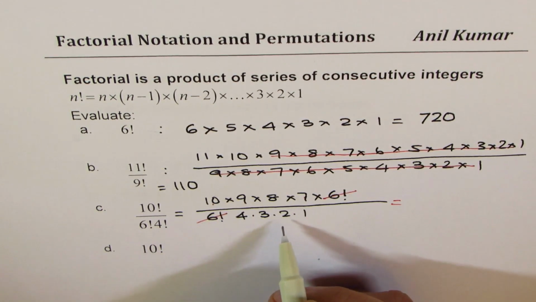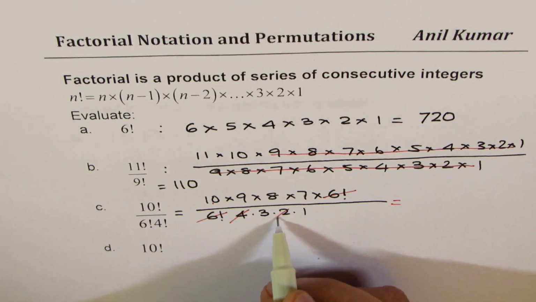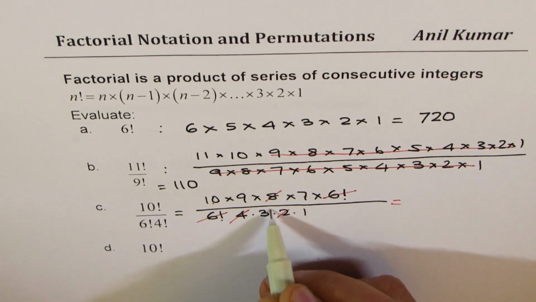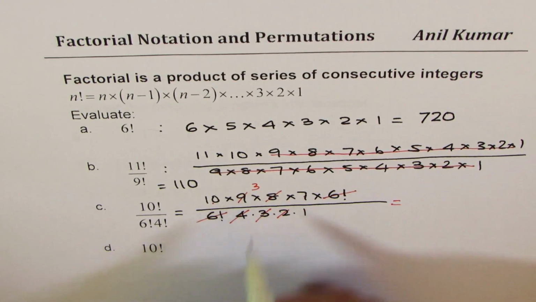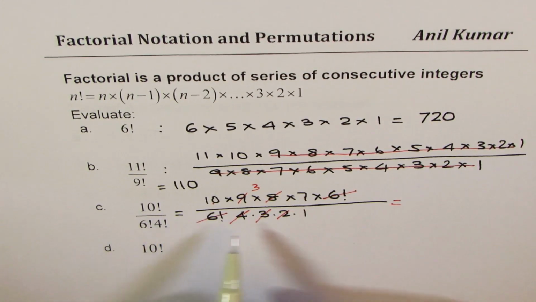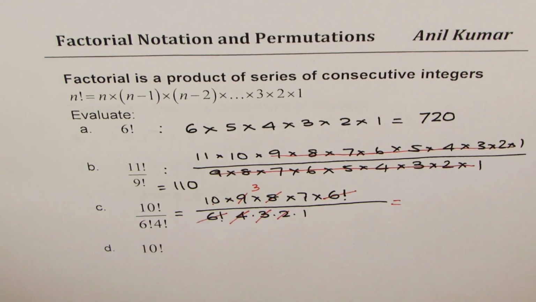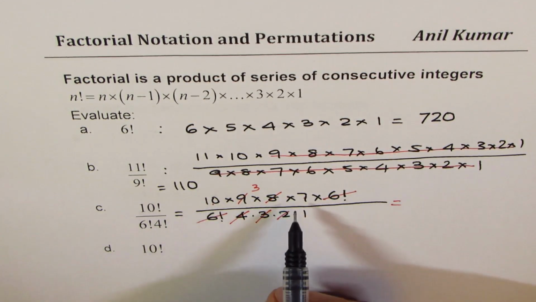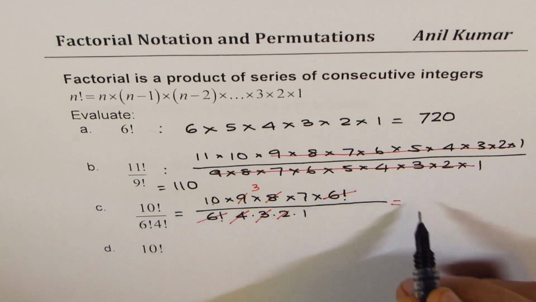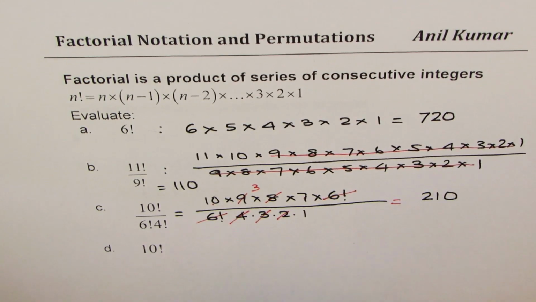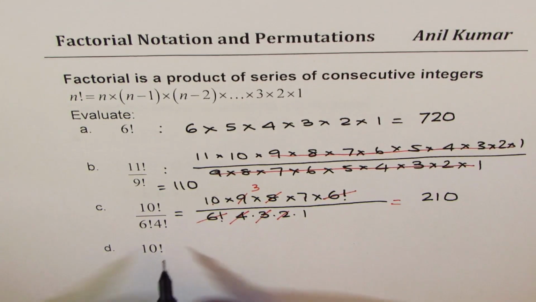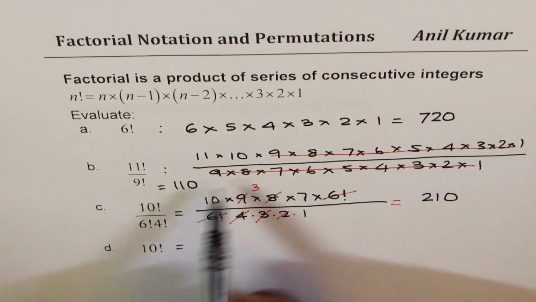Now we can simplify this. Well, 4 times 2 is 8, so 8 goes away. And 3 times 3 is 9. So you see, without a calculator also, you can calculate all this. And what you get here is 7 times 3, 21, times 10 is 210. Is that clear?